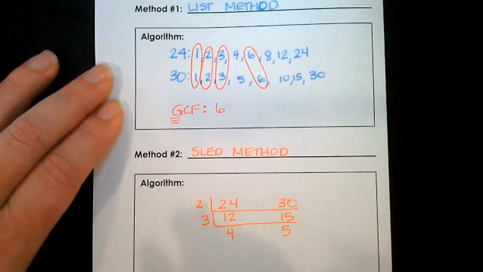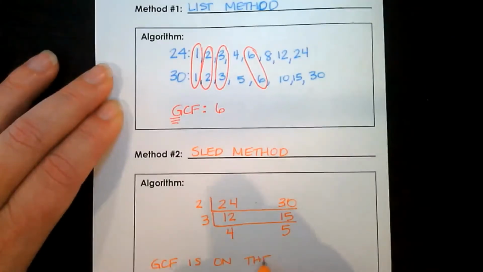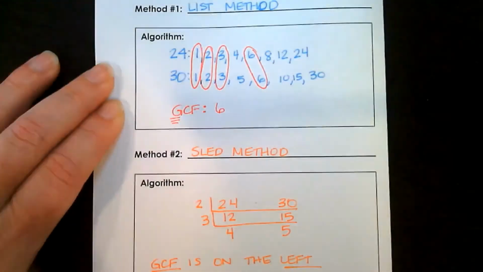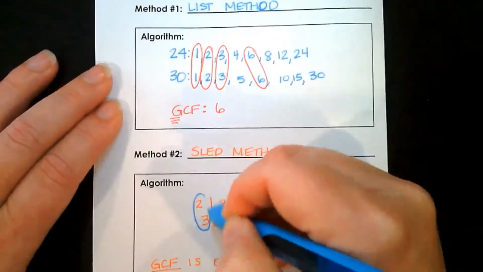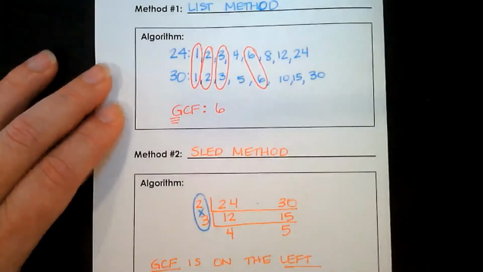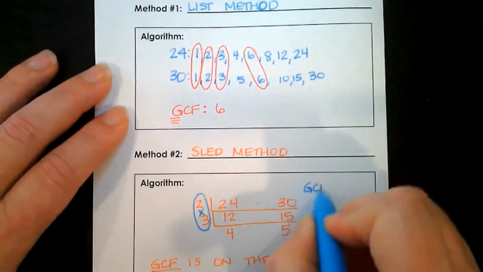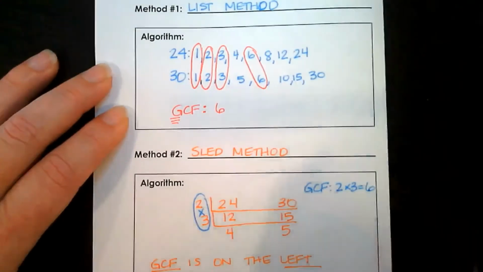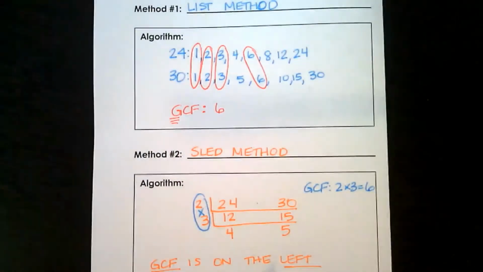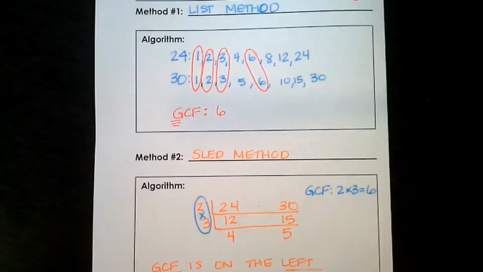Now I've got to figure out what the GCF is. Please, please, please remember that the GCF is on the left. And what I mean by that is this. We look at all the factors that we pulled out, the ones that are sitting on the left, and we simply multiply them together to get our GCF. So our GCF in this case will be 2 times 3, which equals 6. So it doesn't matter which method you use, you should always end up with the same value.